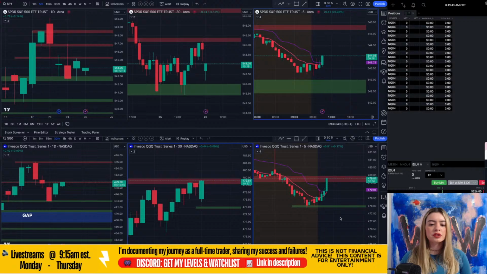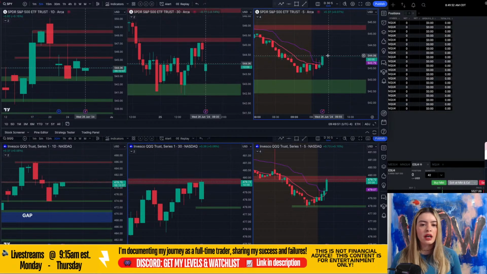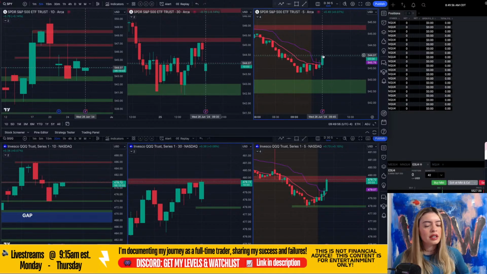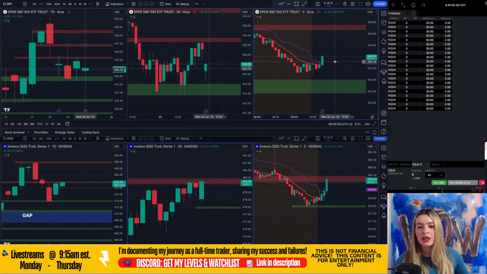Pretty bullish move on SPY. Let's see if the Q can break 480. 480 is my level to play the upside. I like this SPY also. If we can have now a retest, closing this 5-minute candle like that, and then a retest of the VWAP, that will be beautiful.